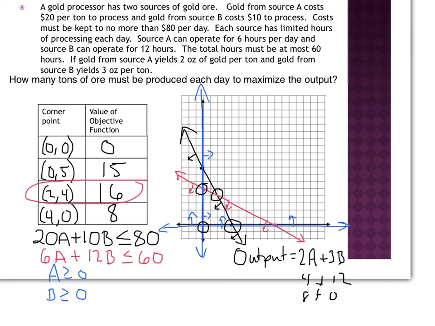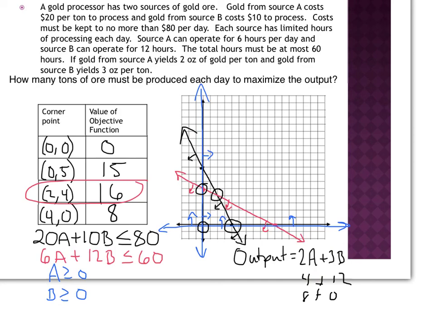So let's recap. We use the information in this problem here to set up our constraints, these inequalities down here. We look at our question here. Okay, well, how much can be produced each day to maximize the output? So our output's our objective. We want to maximize our output. That's our objective. So we wrote our objective function there.